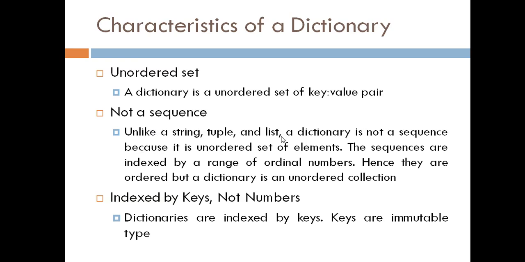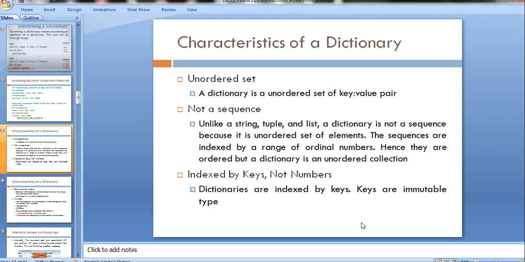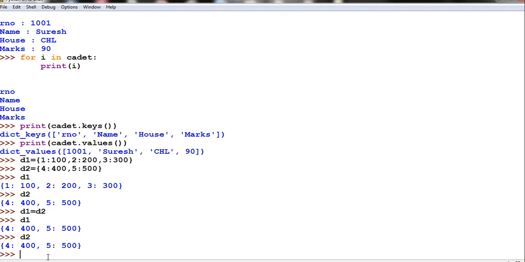Unlike a string or a tuple or a list, a dictionary is not a sequence because it is an unordered set of elements. The sequences are indexed by a range of ordinal numbers, numerical numbers. Hence they are ordered, but a dictionary is an unordered collection, indexed by keys, not by numbers. Now let us see how we can prove that it is unordered. Let me check that here.